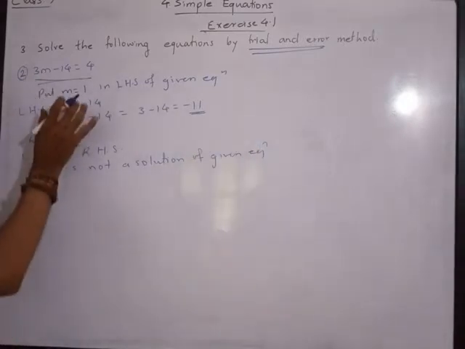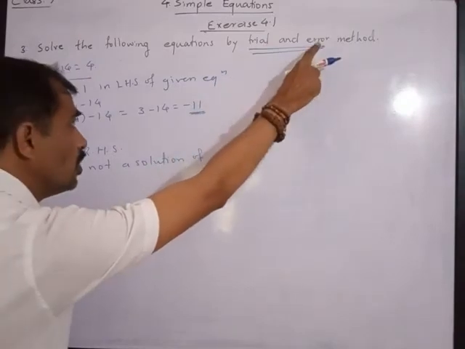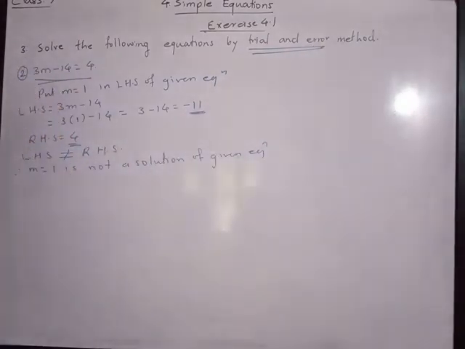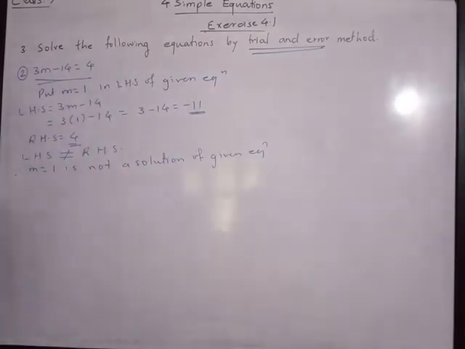Now we have got one. We have tried one value, and we have got an error, which means it is not correct. So we will go for the second value. This method is called the trial and error method.